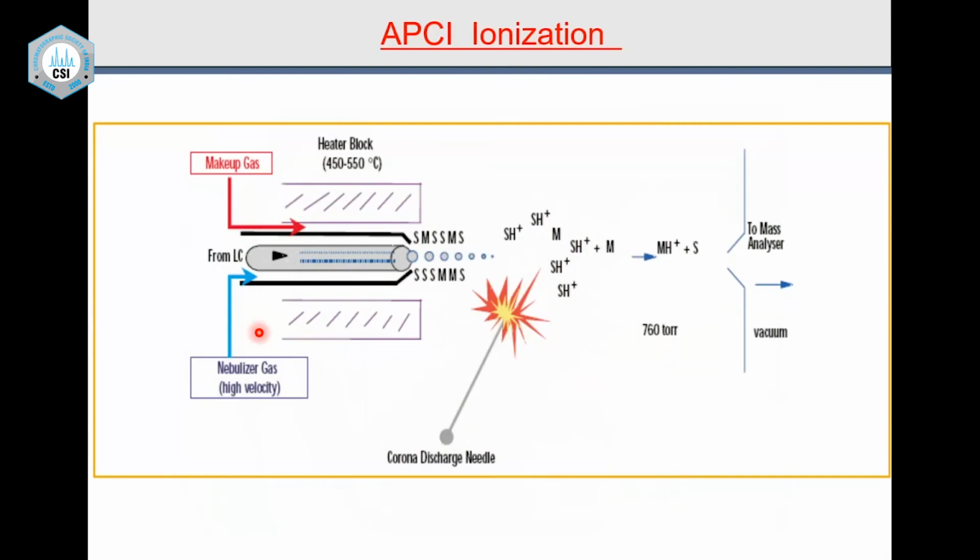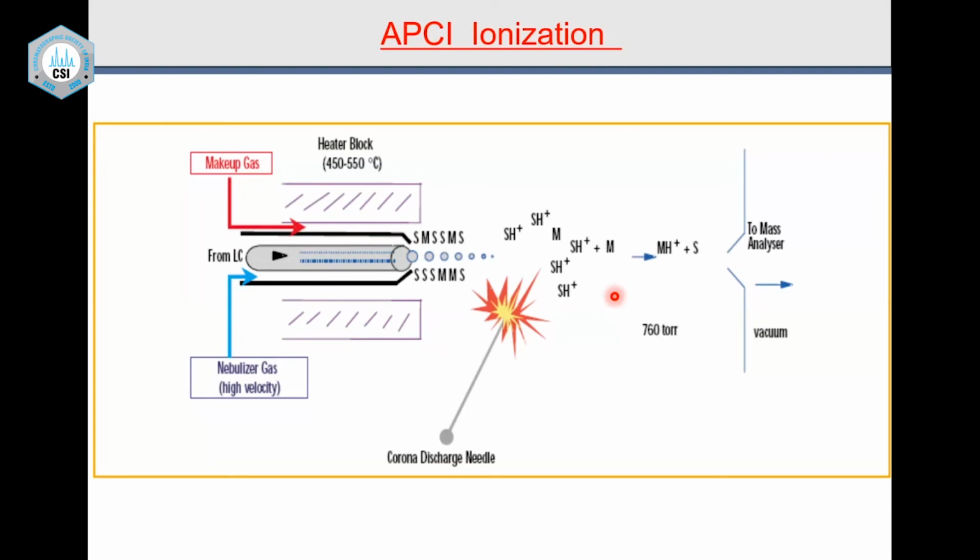Here the molecules get heated up and ionized, and then you get the M plus H plus. So the mechanism here is very simple. It is like the chemical ionization in GCMS, which I did not do. I did not have time, and I cannot go back to GCMS right now.